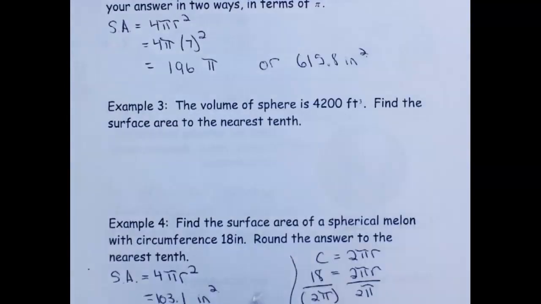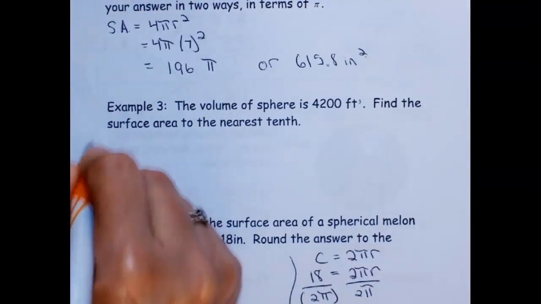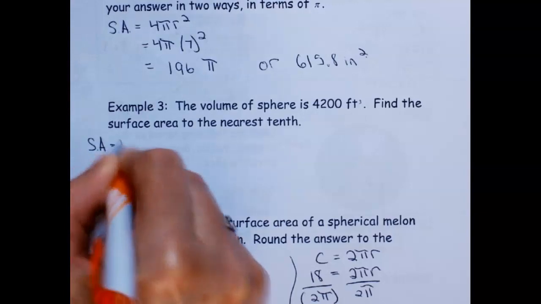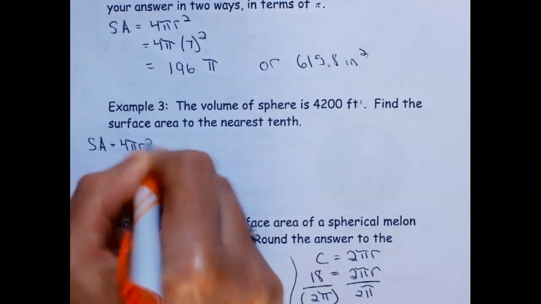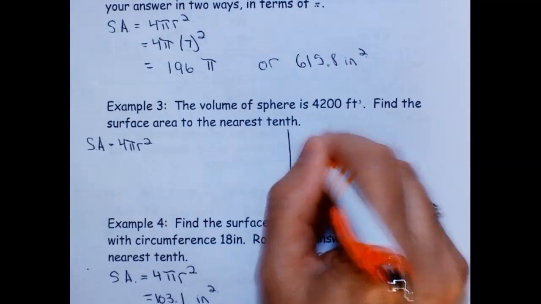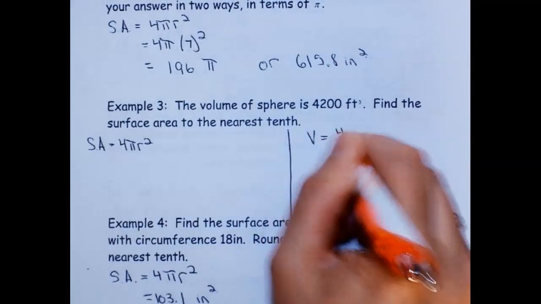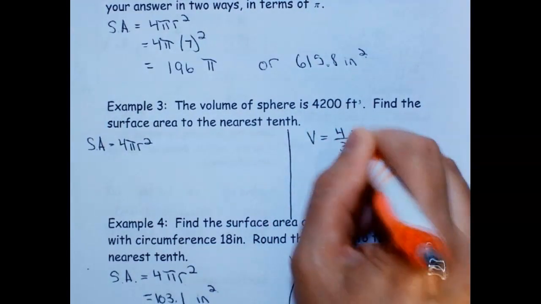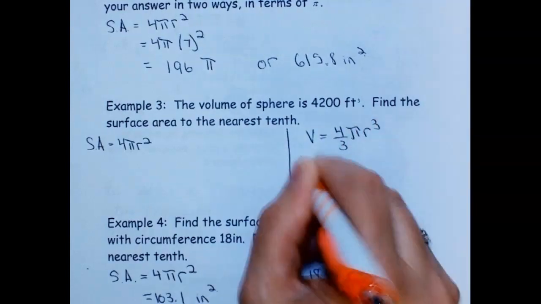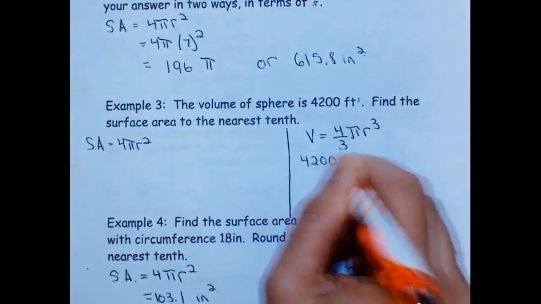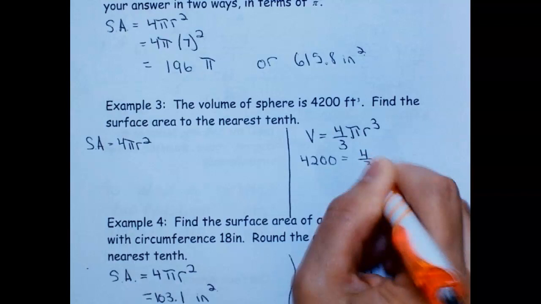Okay, the third one is probably the most difficult. If I skim through it again, I'm looking for surface area, which is 4 pi r squared. But I've been given the volume, so let's write down that formula. 4/3 times pi r cubed, and I know what that volume is. So here's the tricky part.